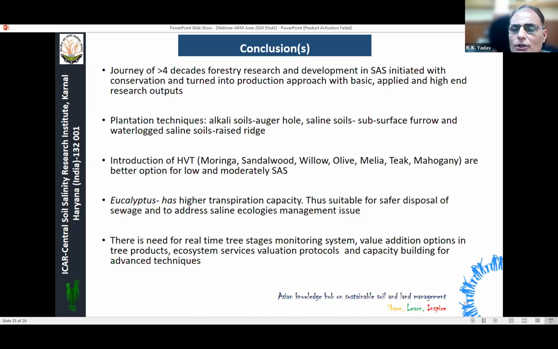And introduction of the high value trees, particularly eucalyptus, it has the edge, particularly as a biodrainage species, and particularly for the use of domestic sewage and the industrial effluent.